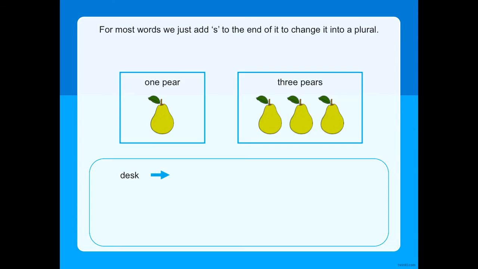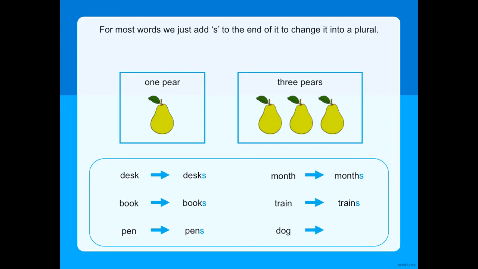Desk would become desks. Book would become books. Pen becomes pens. And then you can see the other words coming again. You'd notice they all just have the letter S on the end. Does that sound like an easy rule to remember? I think so too. But we're going to have a look at another rule as well today before you go away and practice.